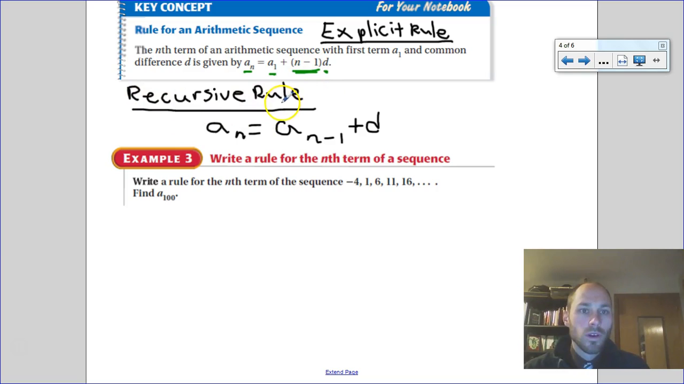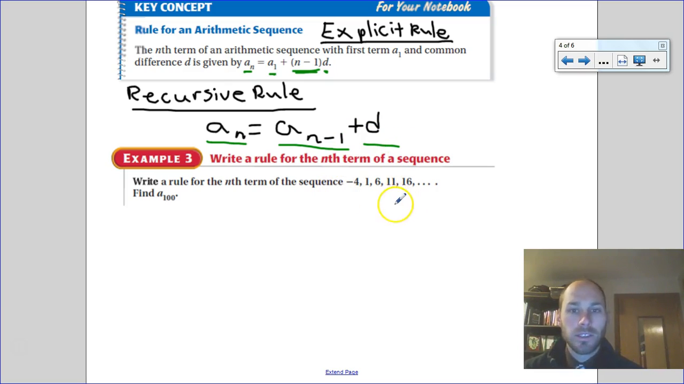The recursive rule, that's just showing what the pattern is. So if I define my nth term, I just take whatever the previous term was, the n minus 1 term. For instance, if I want to find the fifth term, I need to know what the fourth term was, and then I add the common difference. So the recursive rule is more for how do I write the next term in the sequence.